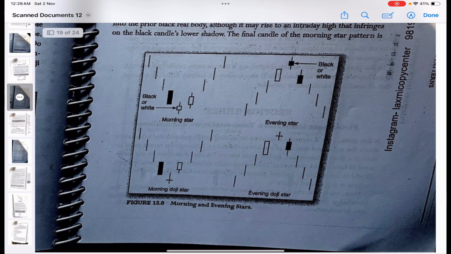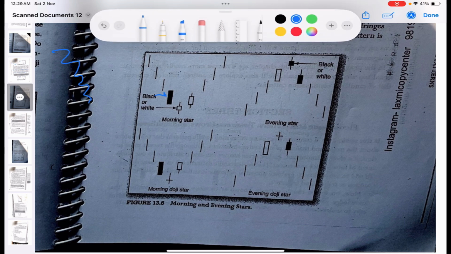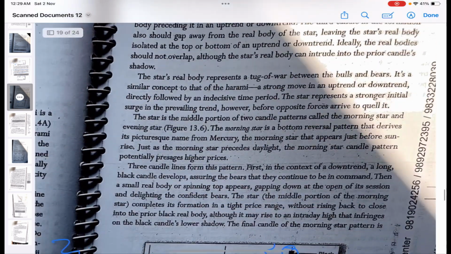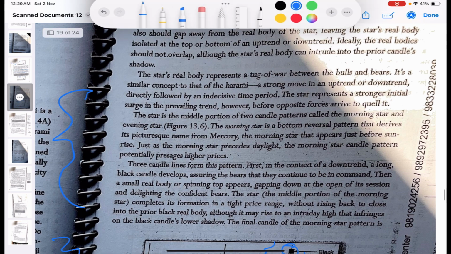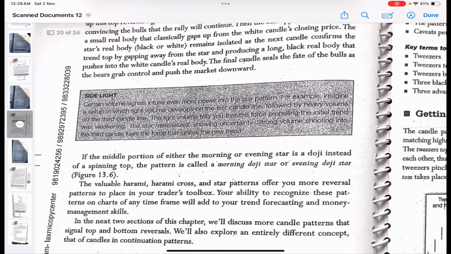Let's quickly see that. So there's a downtrend going on, then there's a black candle, then there is an indecision candle, and then there is a green candle. This is a morning star. The going up green candle, small red or white candle. This is an evening star. And if you have a doji instead of that spinning top, then it will be called a morning doji star or an evening doji star. I'm not going into the detail of it. It's very simple, and we've done it in level 1 as well.